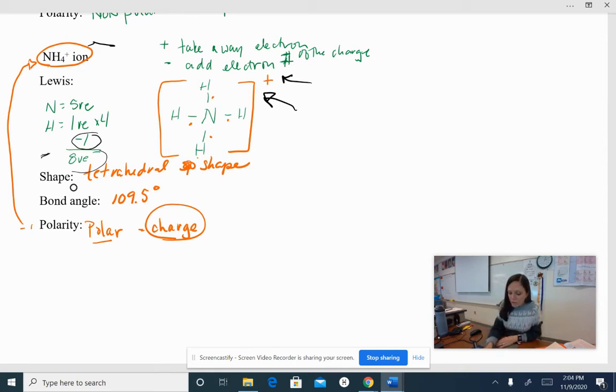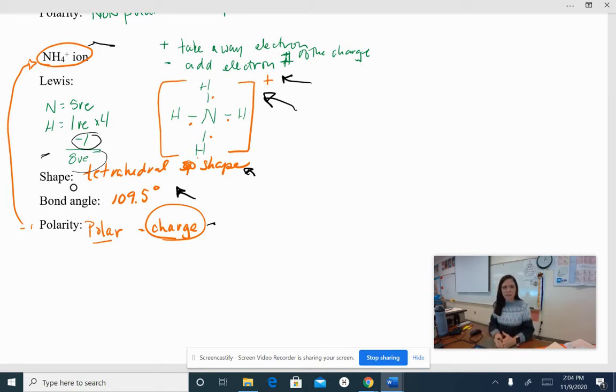Now, because we have 4 bonds coming out of that center atom, we know that we have a tetrahedral shape. We know the bond angle is 109.5. Because we have that charged particle, it's going to be polar because it has a charge. Anything that is ionic is going to be polar just because it's charged. Okay? So, on to our next thing.